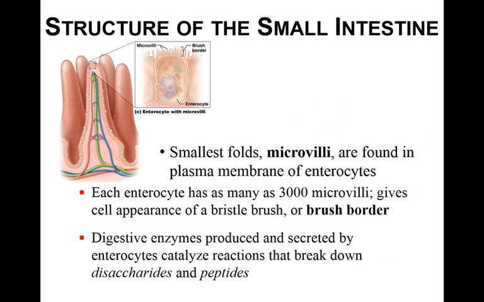And the brush border basically is going to give a place where the enzymes can come in contact with the liquid chyme. It's going to be secreted. Those enzymes are produced and made by the enterocytes. They speed up the breaking down of disaccharides and peptides.